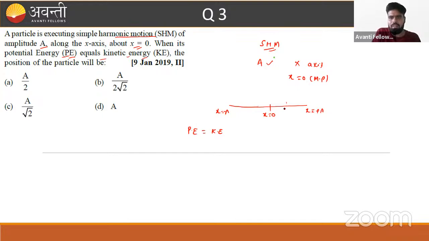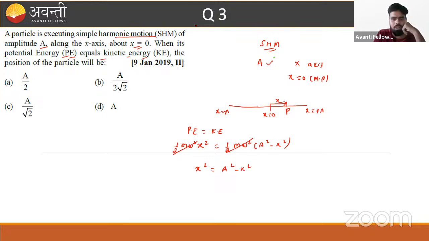For which x does this happen? Say this is the particular point P, where the potential energy is equal to the kinetic energy. How can we write the potential energy? Half m omega square x square, where this distance is x. Okay, sir. What about kinetic energy, beta? Half m omega square (a square minus x square). Sir, see, half m omega square, half m omega square cancel out. So what do we get? x square equals a square minus x square.